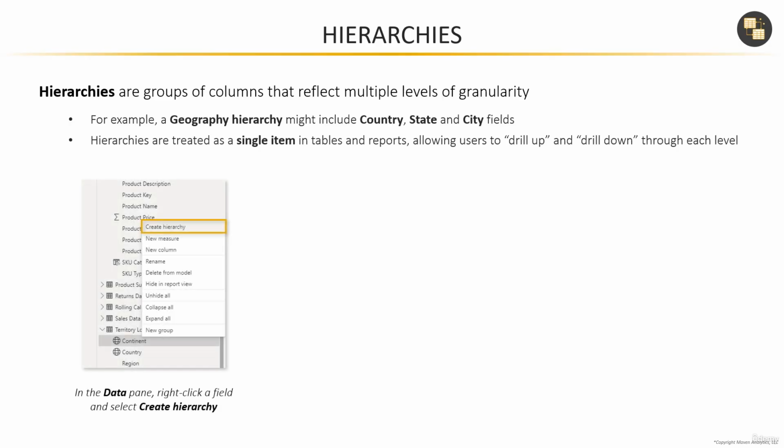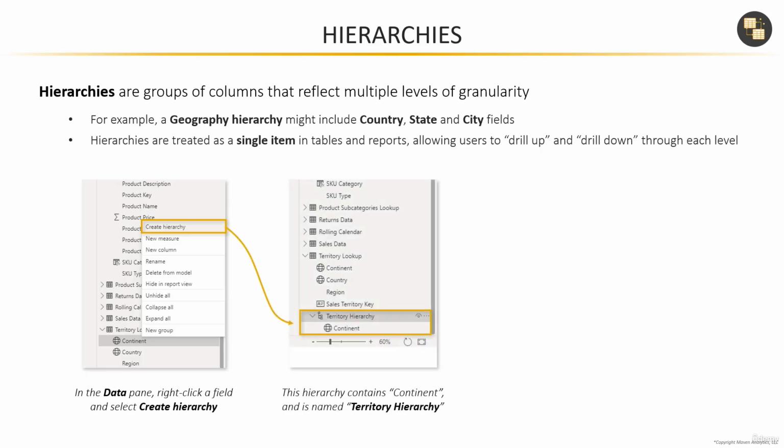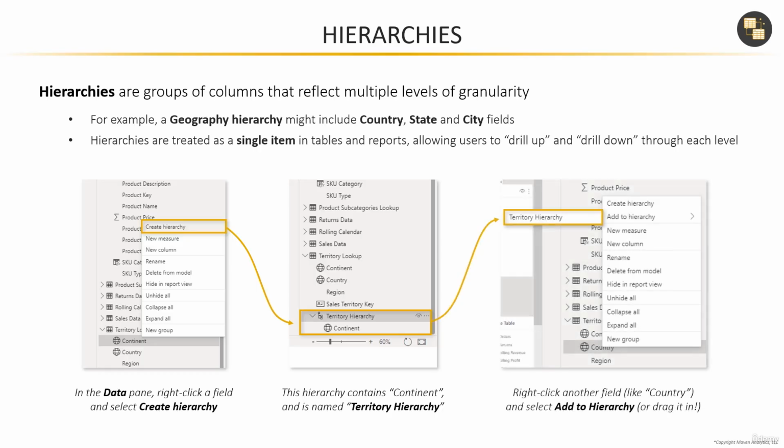So creating hierarchies in Power BI is pretty straightforward. You can do this anywhere that you see the data pane, and all you're going to do is right-click a field and select Create Hierarchy. In the example shown here, and the one that I'm about to show you, we've selected the continent field. This creates a new hierarchy containing the continent field. And then from there, it's as simple as right-clicking additional fields, like country or region, and selecting Add to Hierarchy to select the one that we just created. So very quick, very straightforward. Let's jump into Power BI and practice building one ourselves.